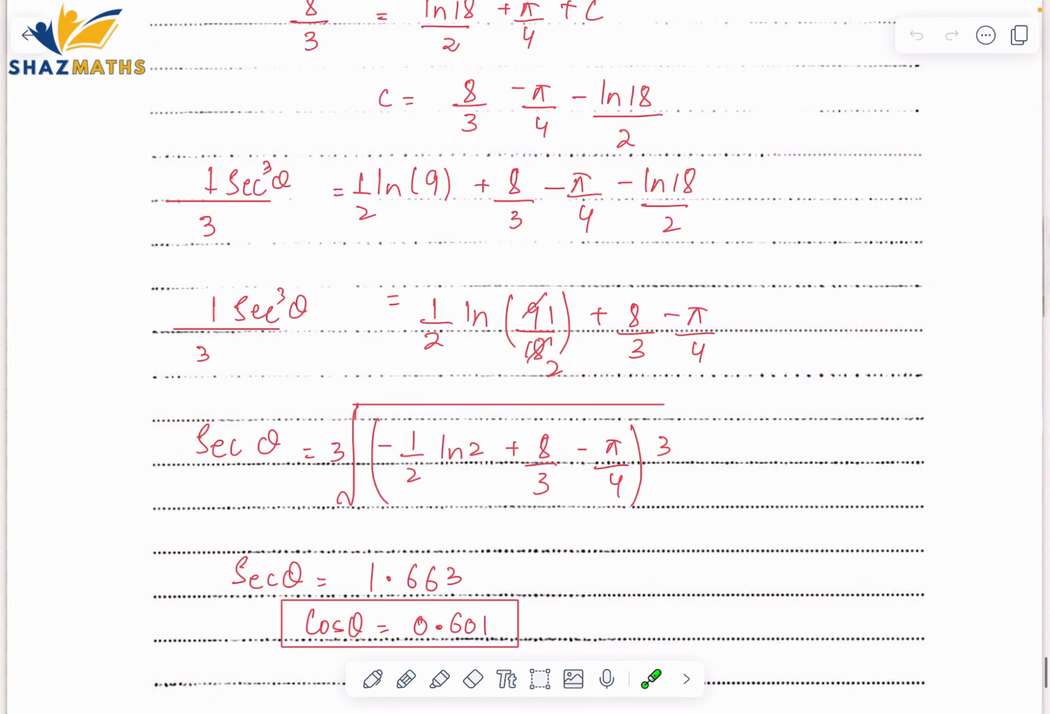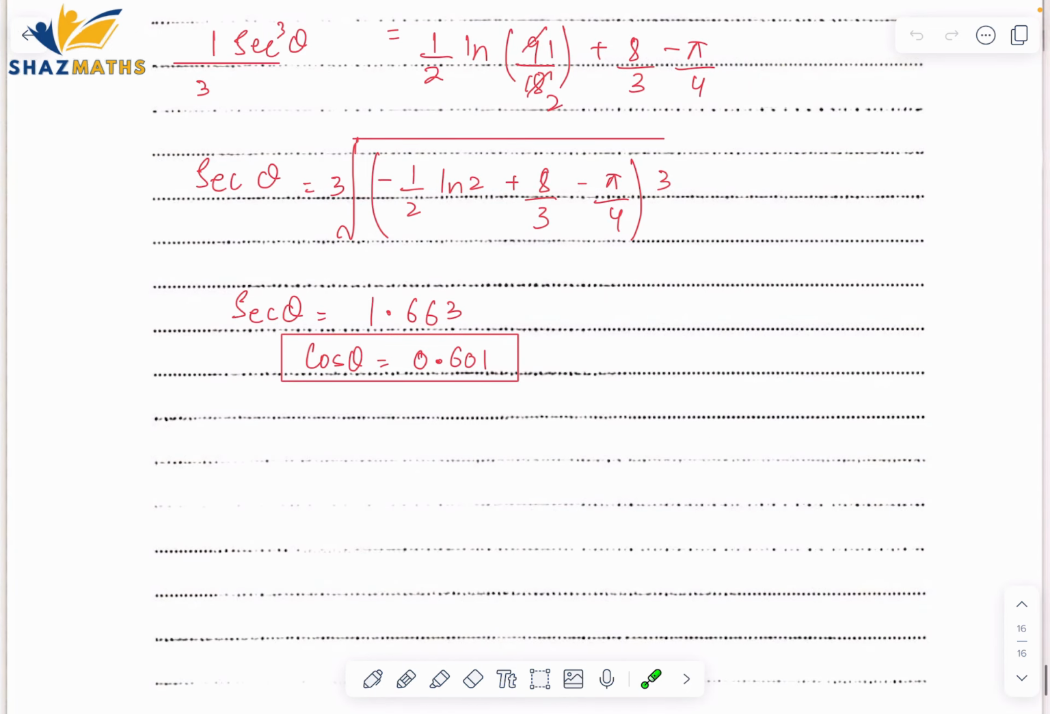We'll find the value of secant cubed theta. We'll bring 3 to that side. We'll multiply. Then we'll take the cube root. The answer of secant theta will come out to be 1.663. Since we had to find the value of cos theta, and secant theta is 1 over cos, we'll take the reciprocal of the answer. It will come out to be 0.601.